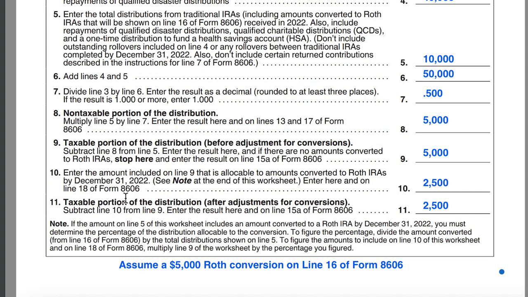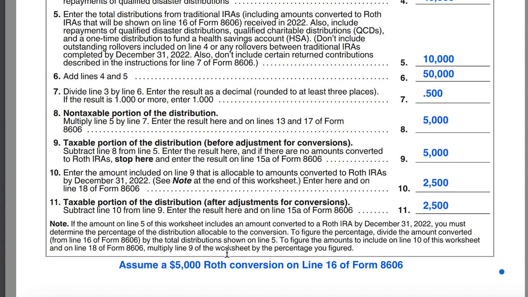And then the taxable portion of the distribution after we've accounted for the Roth conversion would be line 9 minus line 10. So in essence, we calculated that 50% of the total distribution was taxable income, and then 50% of the distribution that was considered taxable income is a Roth conversion. So we would put the taxable amount of the distribution after the Roth conversion into line 15A of IRS Form 8606. So that might sound a little confusing.